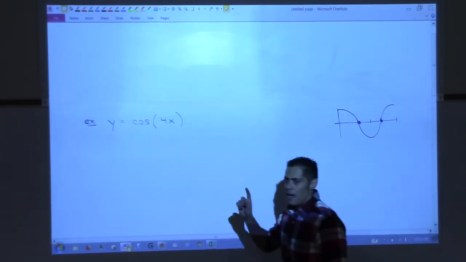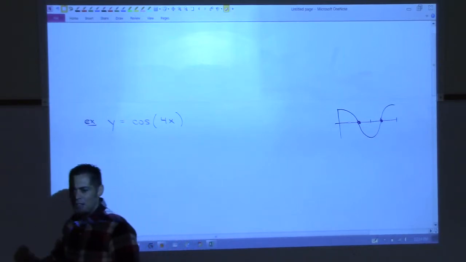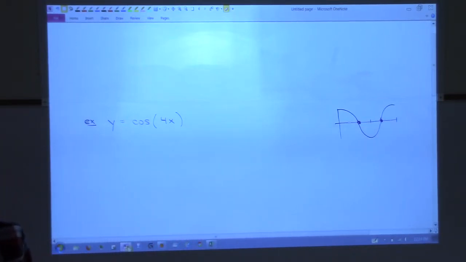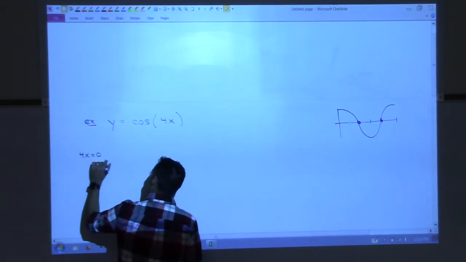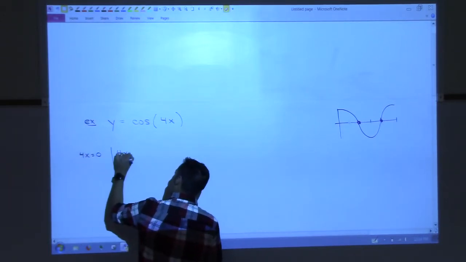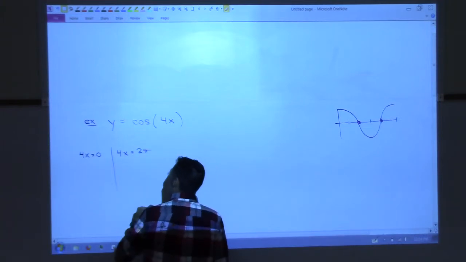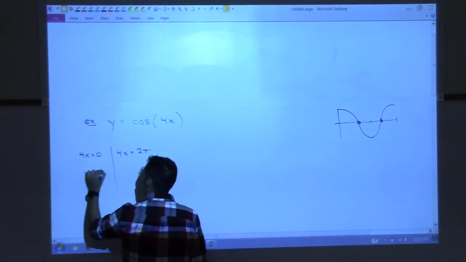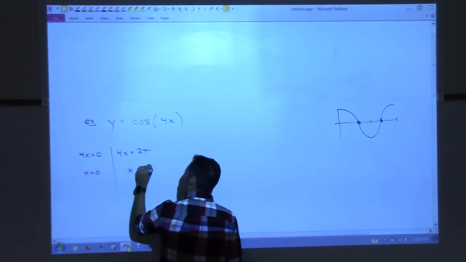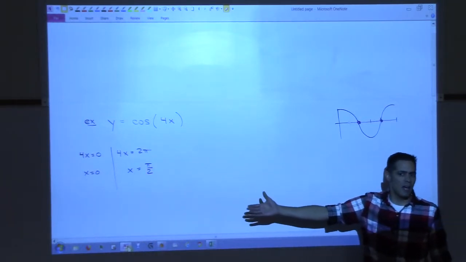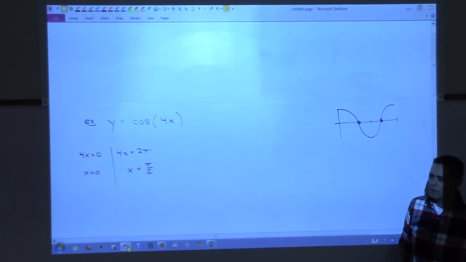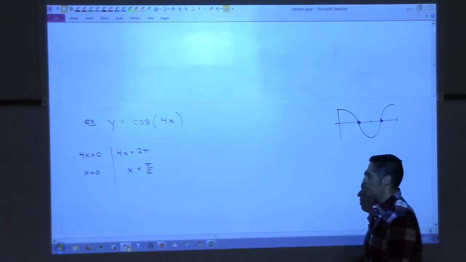So now I'm going to do the exact same thing. I'm going to set the argument equal to 0 and 2 pi. 4x equal to 0, 4x equal to 2 pi. Now just follow me through this for the first one. That work is exactly the same as it was for sine, right? The difference is going to be in the graph and what you do at this point.